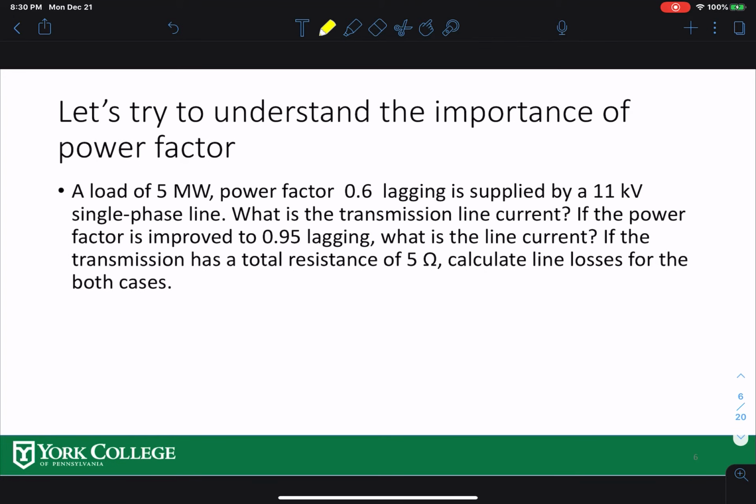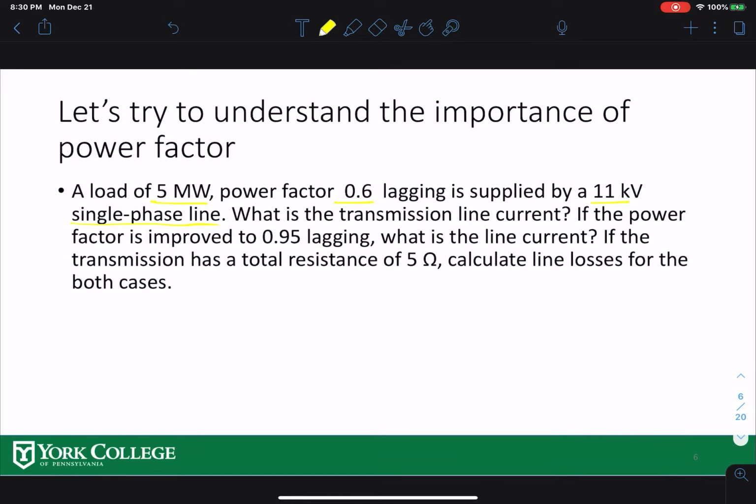So let's try to make sense of power factor, okay? Let's say that you have a 5 megawatt load. Your load is consuming 5 megawatt. That's the real power. And the power factor is 0.6 lagging, supplied by an 11 kV single phase line, right? What is the transmission line current?